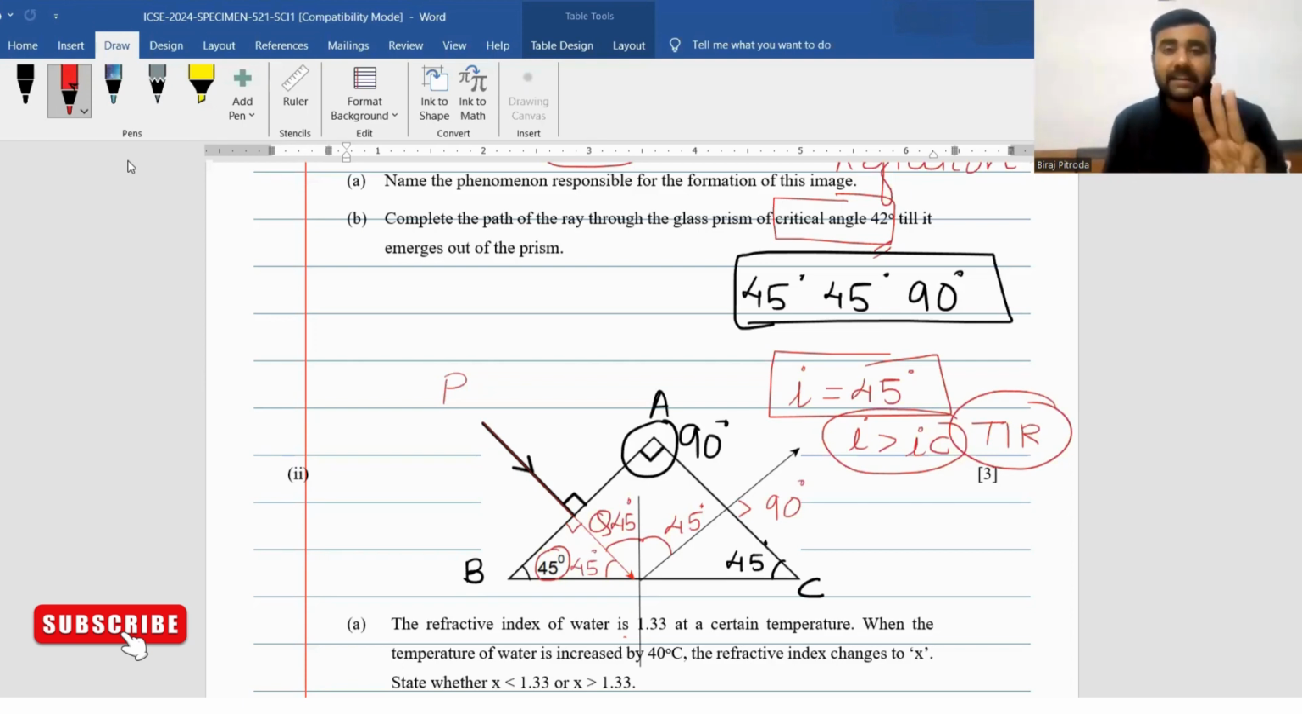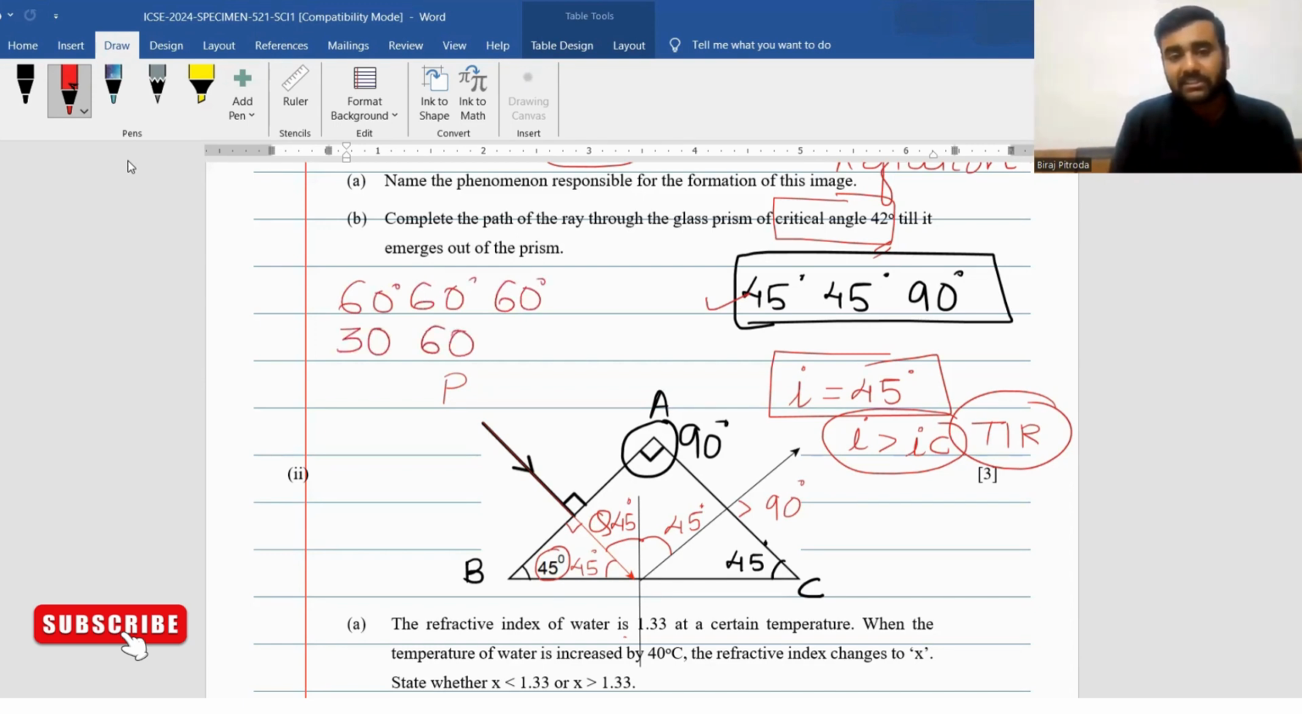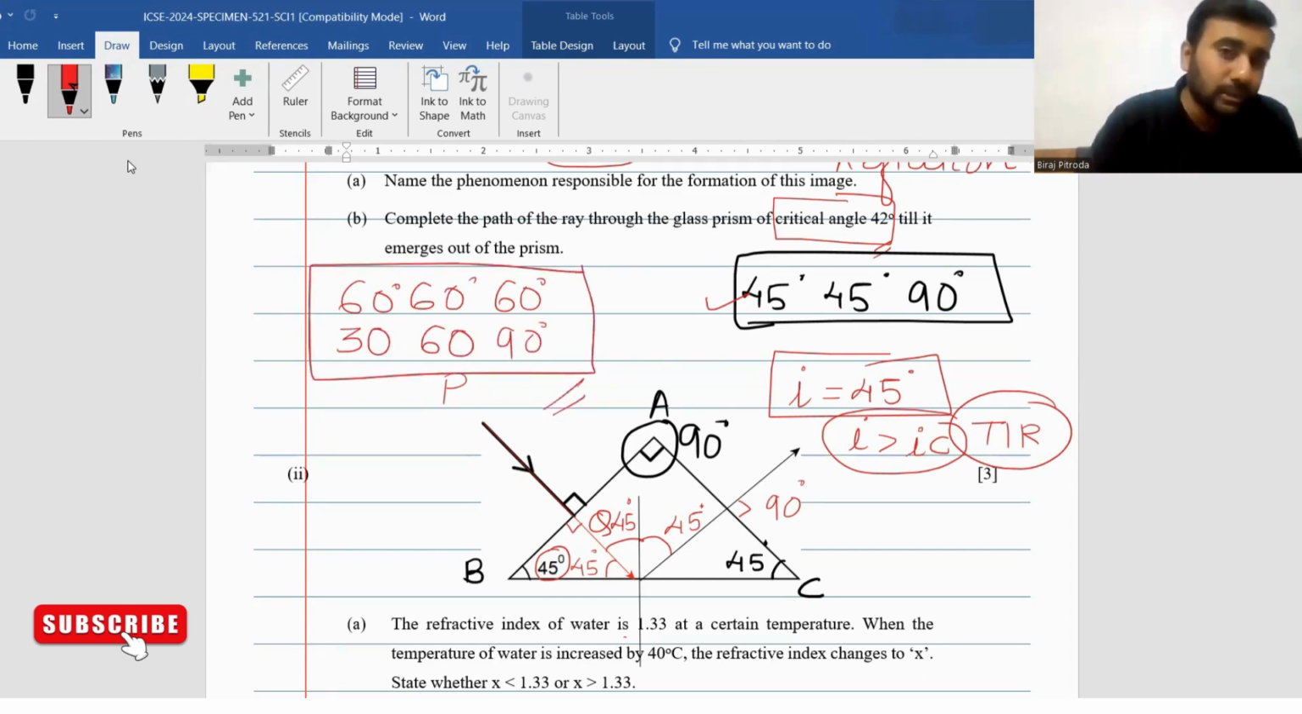Now, this diagram which we have drawn is very important. There are a total of three diagrams which are based on the prism. One is the 45, 45, 90 prism. Next is the 60, 60, 60 prism, that's the equilateral prism. And the third one is the 30, 60, 90 prism. Every year in the board exam, there is a question based on this for either 3 or 4 marks. I hope this is clear to everyone.